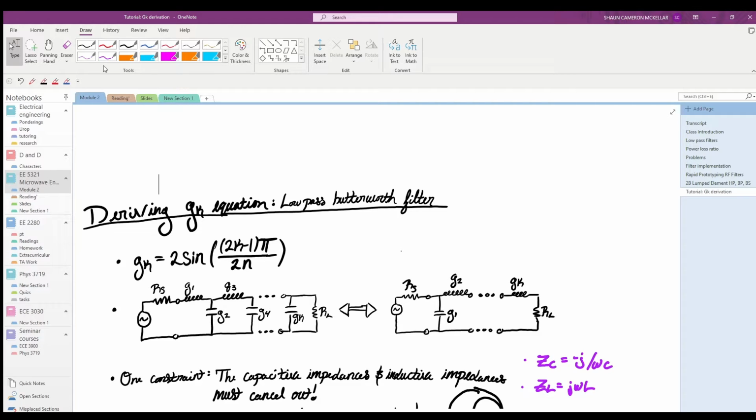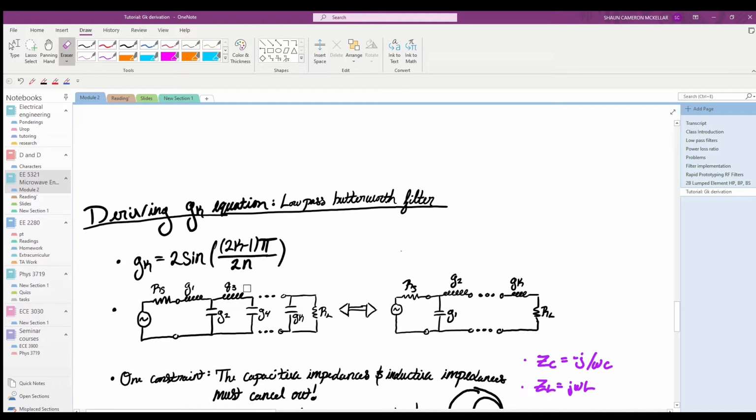Alright, welcome. So in today's video we're going to go over the derivation of the G sub k equation for low-pass Butterworth filters. Now in case you've never seen this equation, it looks exactly like this, and it's used in the design process for these low-pass Butterworth filters that we see right here.